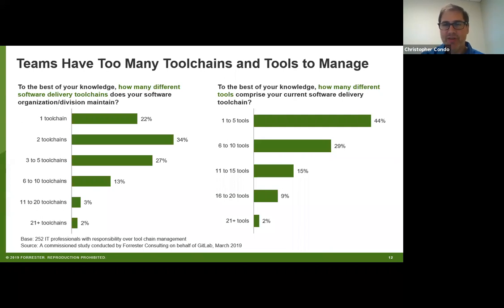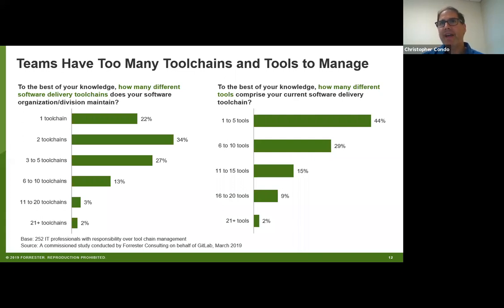The vast majority, 44%, have between 1 and 5 tools. So that could indicate a couple of things. Either they have a pretty simplistic tool chain and can't do a lot of automation, or they have a pretty right-sized tool chain, up to 5 tools maybe, that's getting the job done. But most people have 6 or more tools.